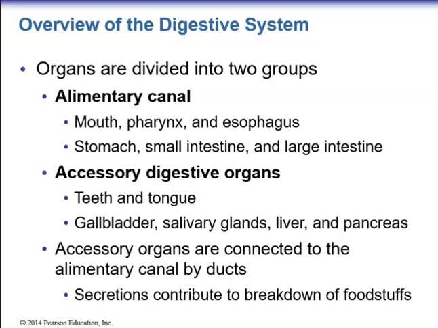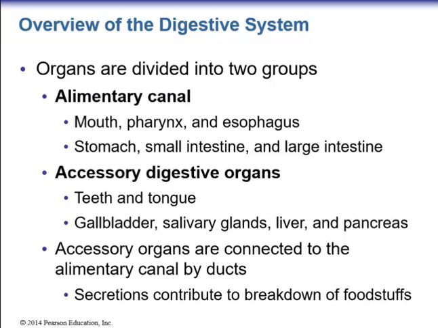Just an overview of the digestive system. Organs are divided into two groups. So first you have organs of the alimentary canal. The organs of the alimentary canal include the mouth, the pharynx, and the esophagus. And then you have the lower part, which includes the stomach, the small intestines, and the large intestines.